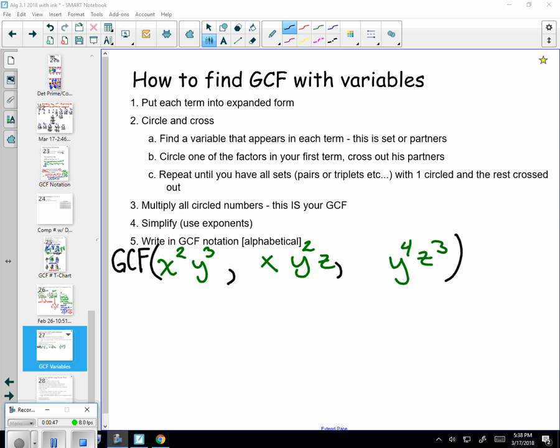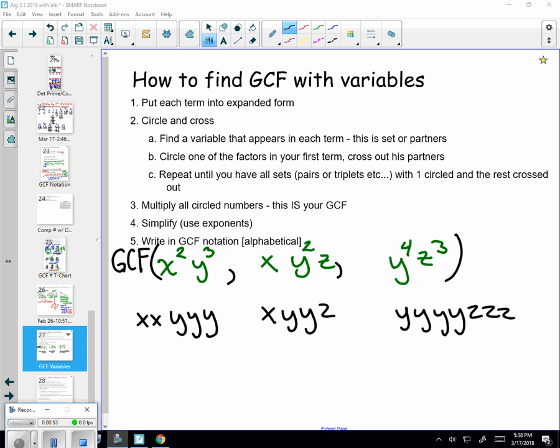Step 1. Put each term into expanded form. Pause your video and expand the variables. Check your notes compared to mine. Remember, in between each of these variables is a hidden multiply. Now, to make sure you know that those are z's, I will cross them because they might look a little like 2's. Where you have a comma, you can put a comma, but do not multiply.